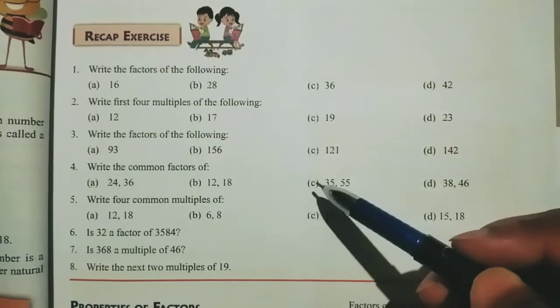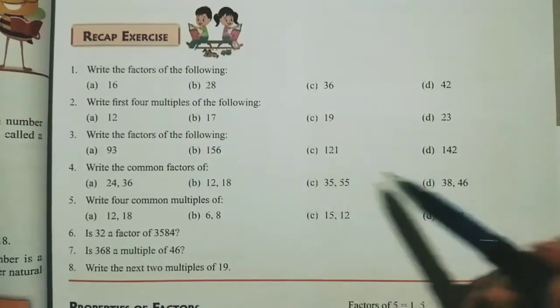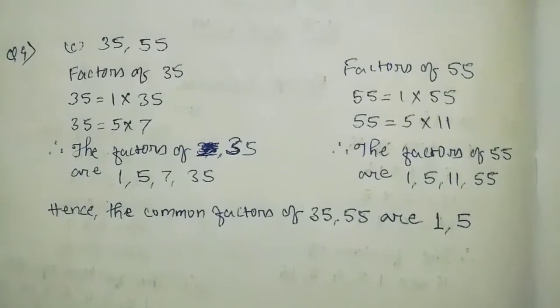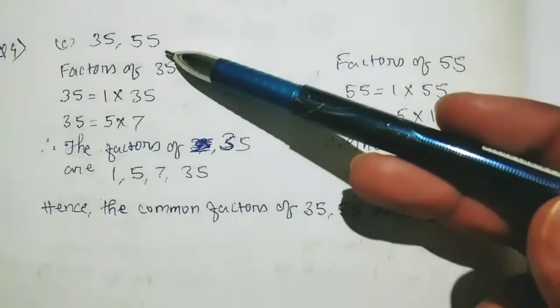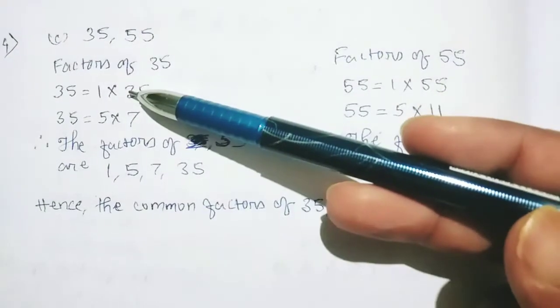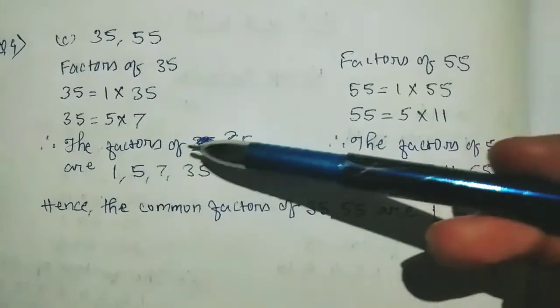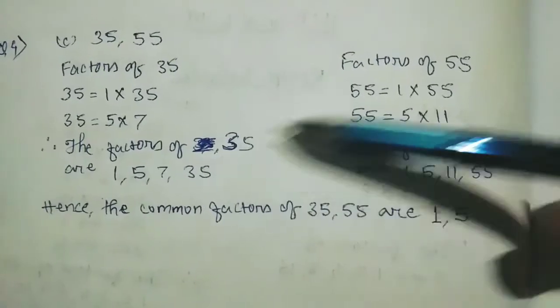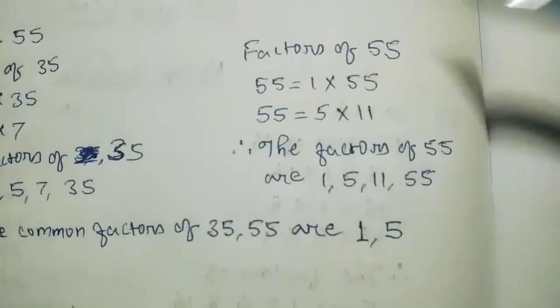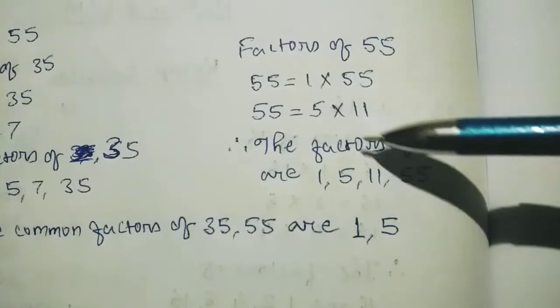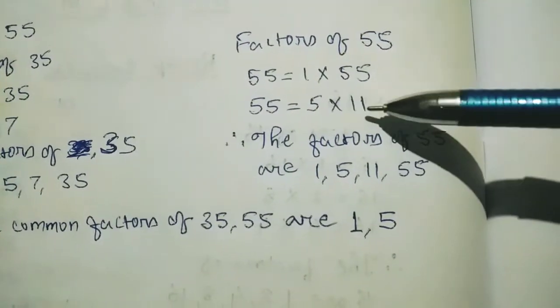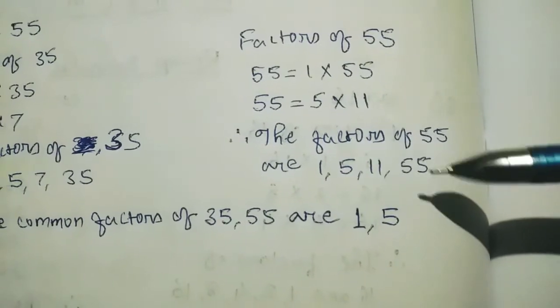Okay, let us do question number C. Questions B and D are your homework. Okay students, see here, the factors of 35 you have to write. First of all, the factors of 35 I have written here: 1, 5, 7 and 35. Now the factors of 55 you have to write. So the factors of 55 are what? 1, 5, 11 and 55.